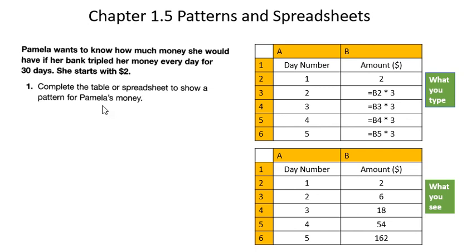Here's our question. Pamela wants to know how much money she would have if her bank tripled her money every day for 30 days. She starts with $2. And we're going to complete this table, which is a sample of a spreadsheet. We're going to see if we can see some kind of a pattern.